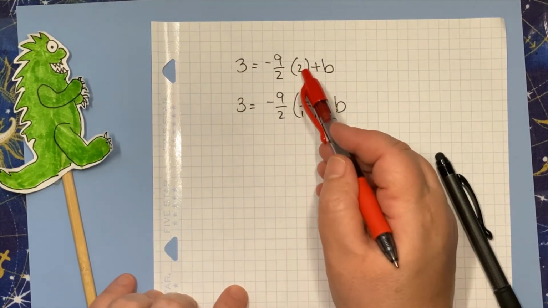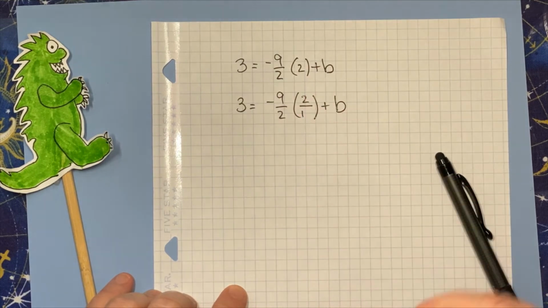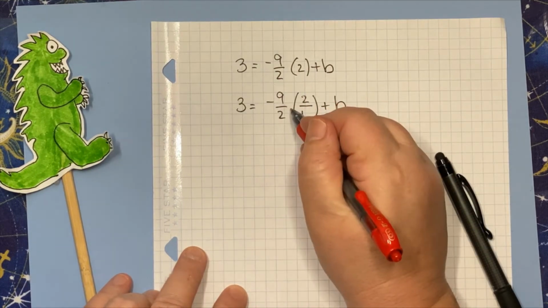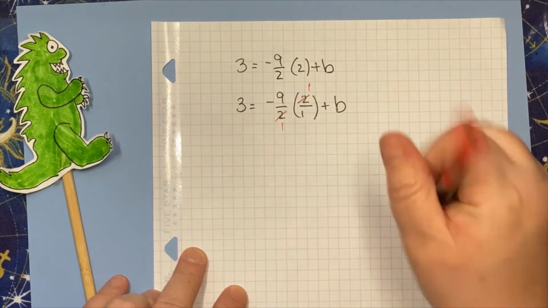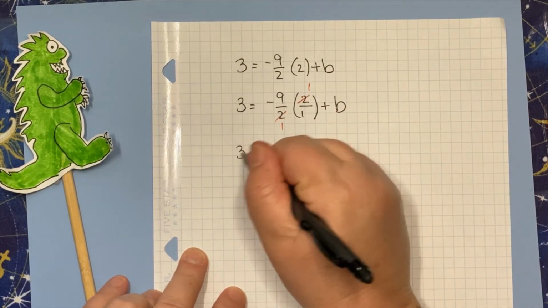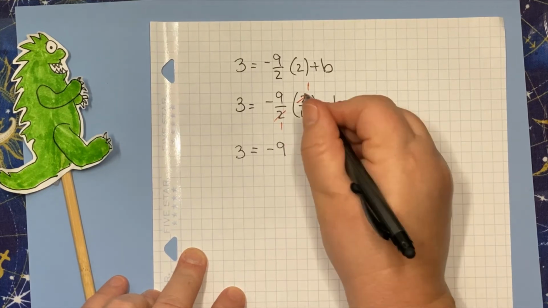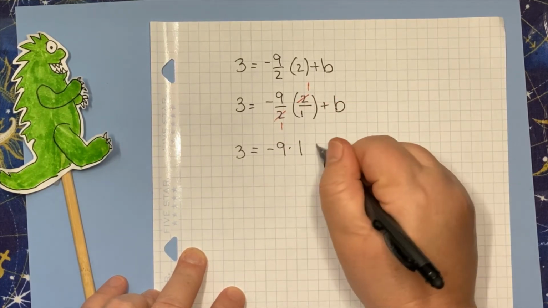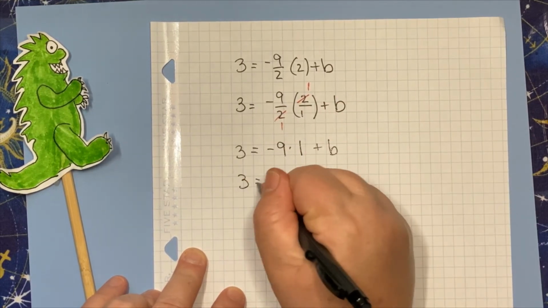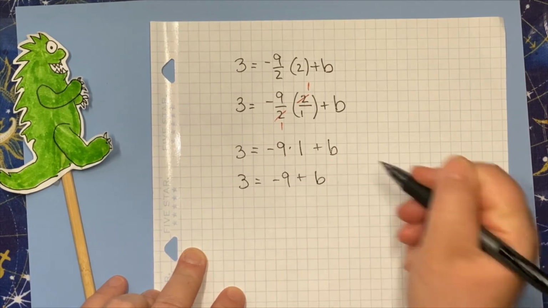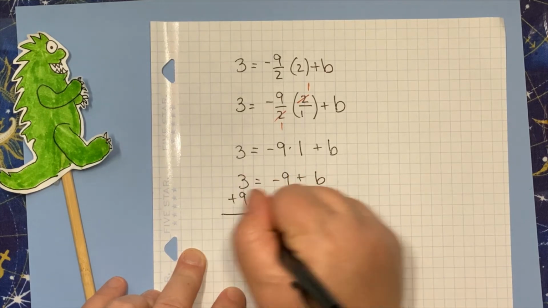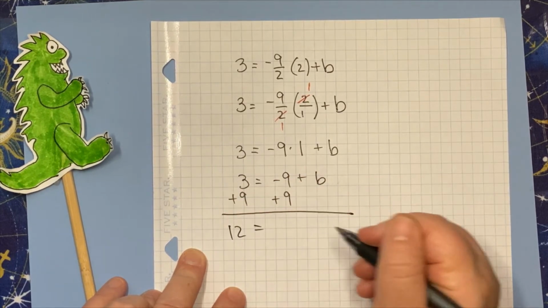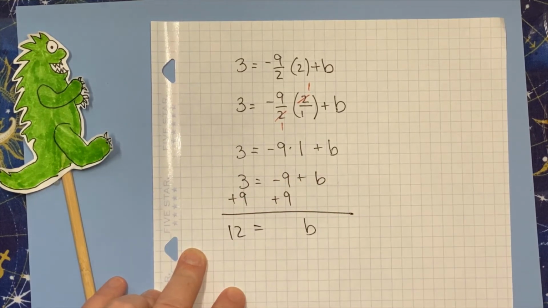If you rewrite the whole number 2 as 2 over 1, then we see, wait a minute, this is multiplication. So the 2's, top and bottom, cancel out. Woohoo! Life is good. So 3 equals -9 times 1 plus b. So 3 equals -9 plus b. Oh my goodness, we could almost do this without solving it. But let's solve it anyway. We could do it in our heads too, possibly. B equals 12. Yay!